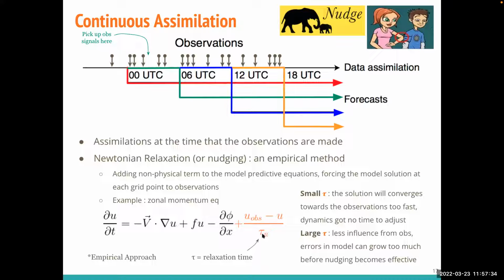Okay, and this relaxation time is something you choose. The modeler has to choose. If it's very small, then your solution will change to this observational data too fast, and the dynamics get no time to adjust. So you have shock coming from your model also. And if it's too large, then that's no good, right? Your model gets less influence from the observation. So you have to choose a suitable relaxation time for your nudging.